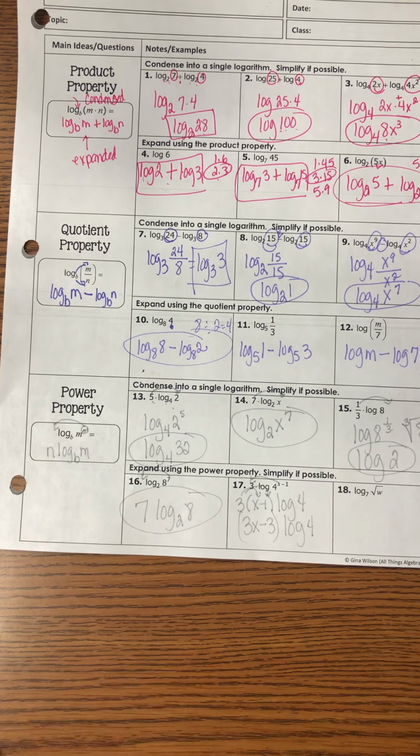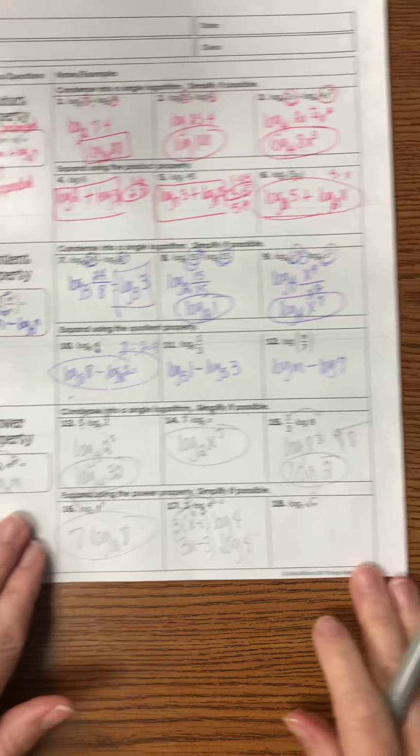I hope you see the importance of putting 3x minus 3 in parentheses. Otherwise, it'll look like the minus 3 is the only thing being multiplied to the log of 4. So if you have more than one term multiplied to the log of 4, make sure that you put it in parentheses, showing that entire addition or subtraction problem is multiplied to your logarithm.